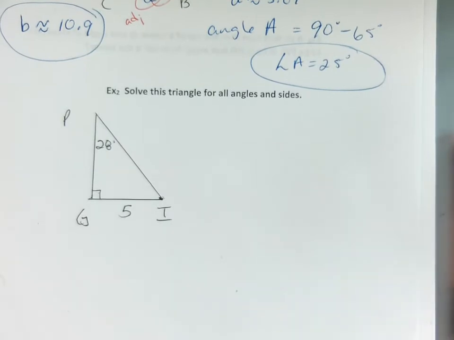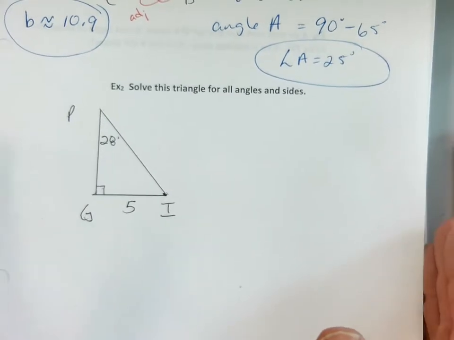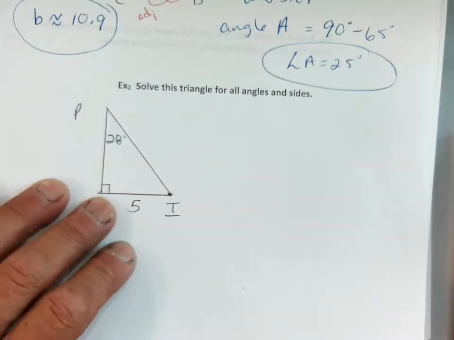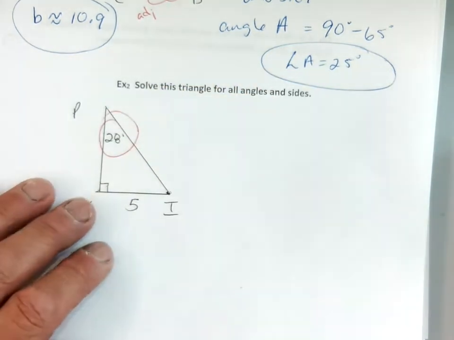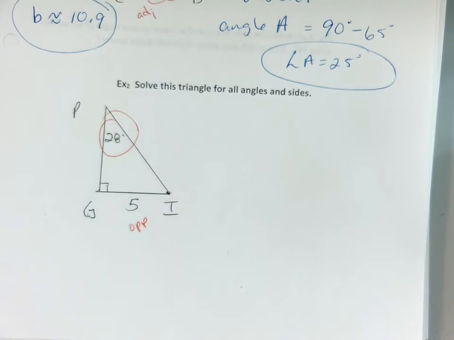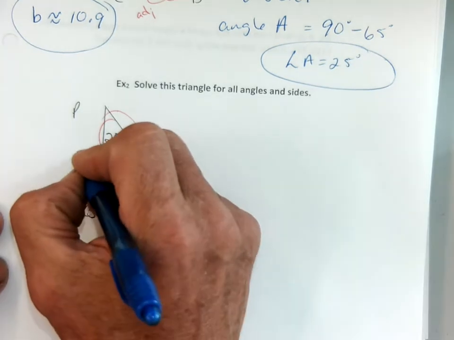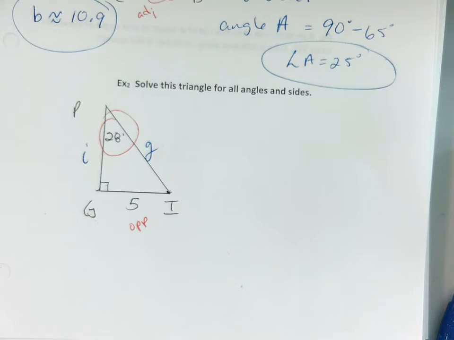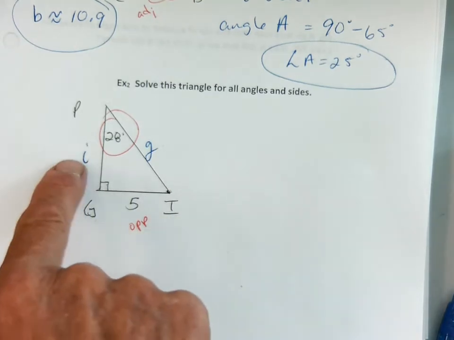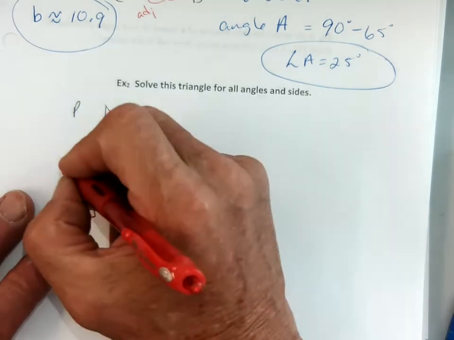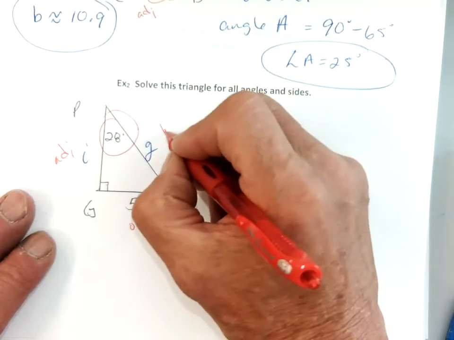Okay, example 2. Same thing. What's our first step? So I'm going to start here, okay? I know my opposite side. I want to find side I and side G, okay? Angle I, angle G, little g. This is my adjacent side because it's next to the angle, and that's my hypotenuse, right?